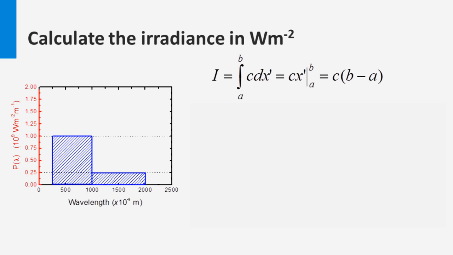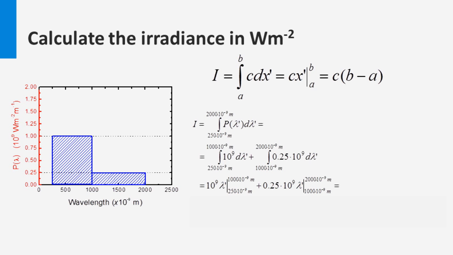Let's go back to the irradiance. Using calculus, we can arrive at the same answers. First, the irradiance is the integral over the power density function between the boundaries of 250 nanometers and 2000 nanometers. We can split this function in two different regions, or two different integrals: one between 250 and 1000 nanometers and one between 1000 and 2000 nanometers. These functions are constant, so the integral is linear with lambda. Working out these integrals gives 1000 watts per square meter.